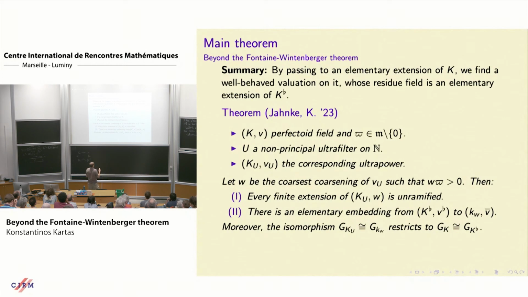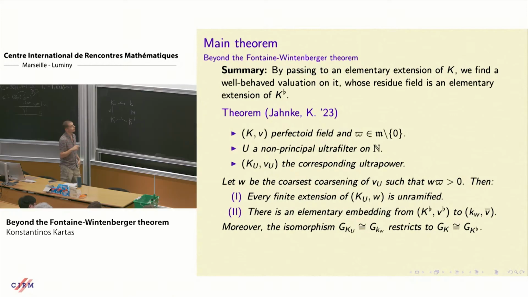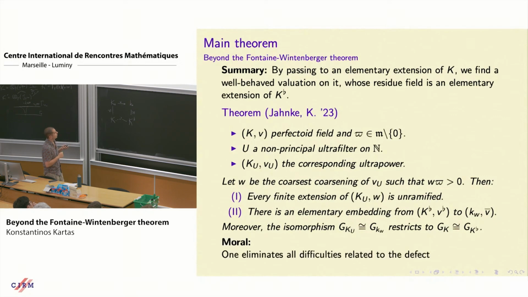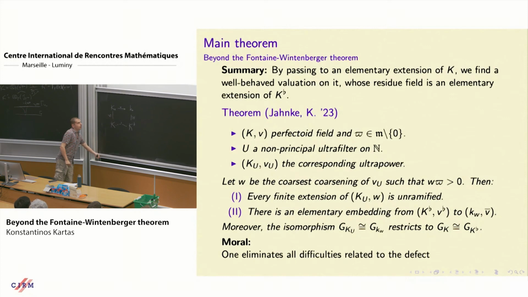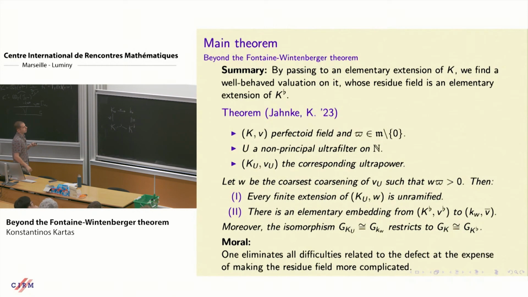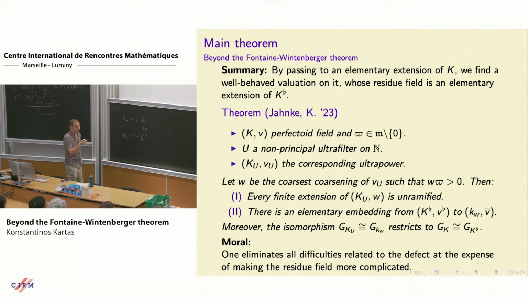There's also a moreover part, which I'm not going to discuss much. By part 1, you have an isomorphism of Galois groups. Every finite extension is unramified, so you get an isomorphism of Galois groups, and this restricts to the Fontaine-Wintenberger theorem. So the moral is that we have eliminated all difficulties related to the defect at the expense of making the residue field more complicated. But we know exactly how complicated it is.